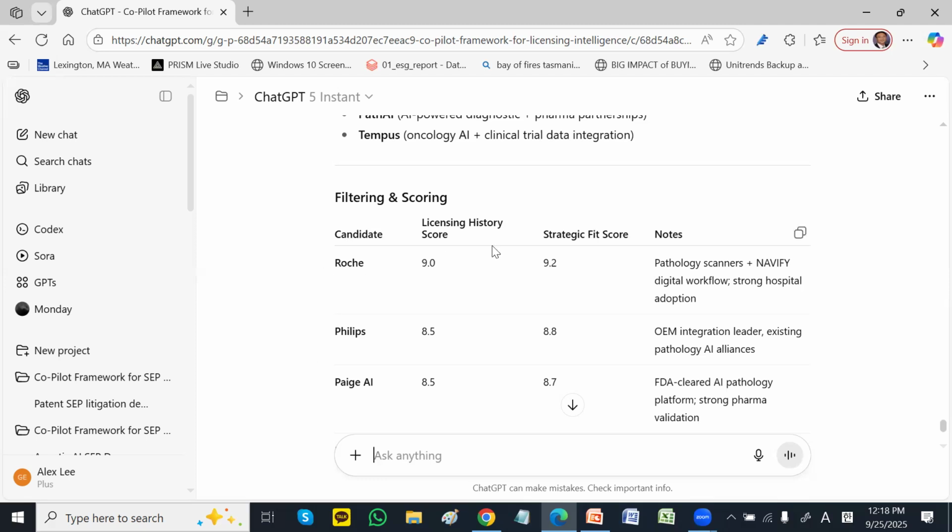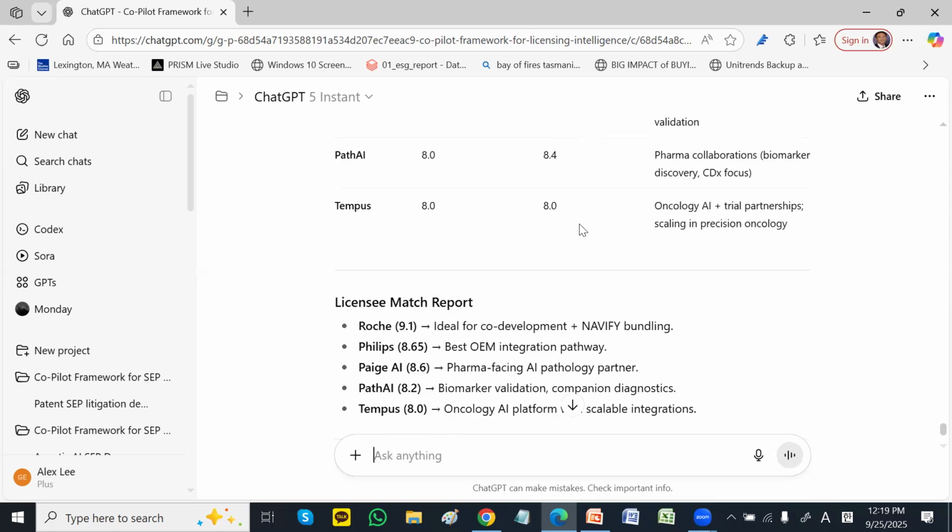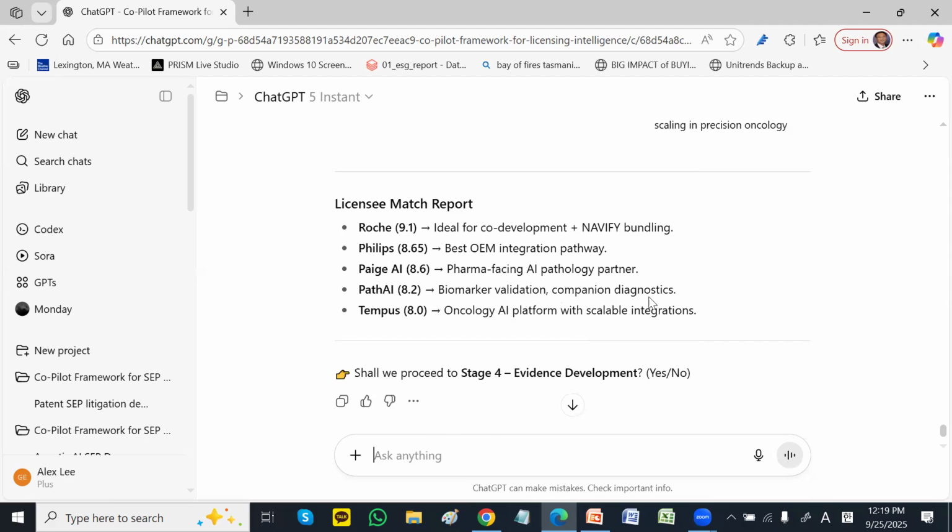So it tries to find out if they have a history of licensing very similar types of technology, and then they will provide a high score, right? And then a strategic fit score, something like that. It gives you some quantification, and then it tells you which company might be most interested in your patent portfolio, right?